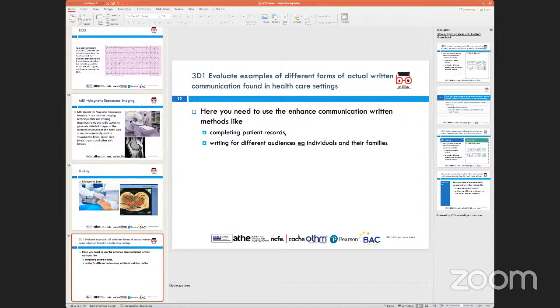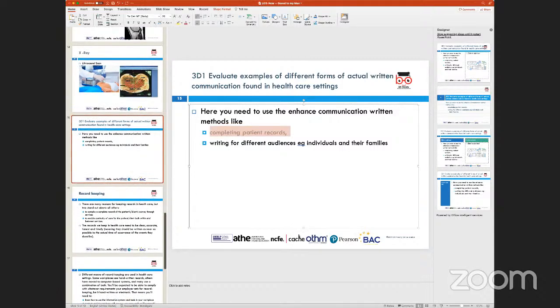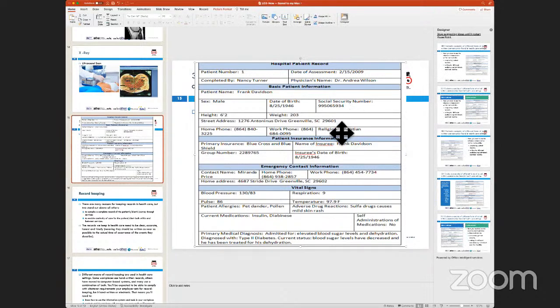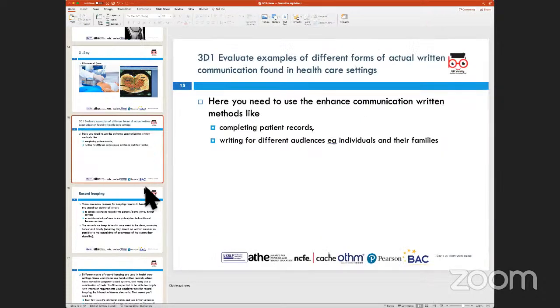Okay, last but not the least, we come to the distinction criteria. And again, it says evaluate examples of different forms of actual written communication found in health and social care. So here, what you will need to do is basically take out actual records. For example, if you had a prescription from a doctor, what you would need to do is basically show that prescription as a record, or a patient record that normally exists. What you would need to do is basically have that, and then write about that particular patient record, and that would help you essentially meet that distinction criteria.